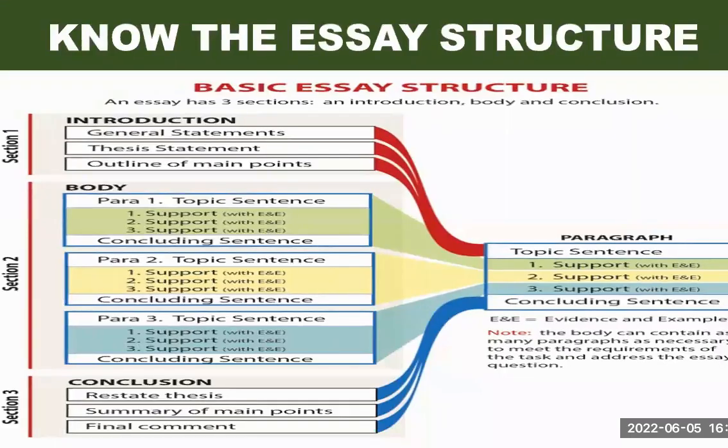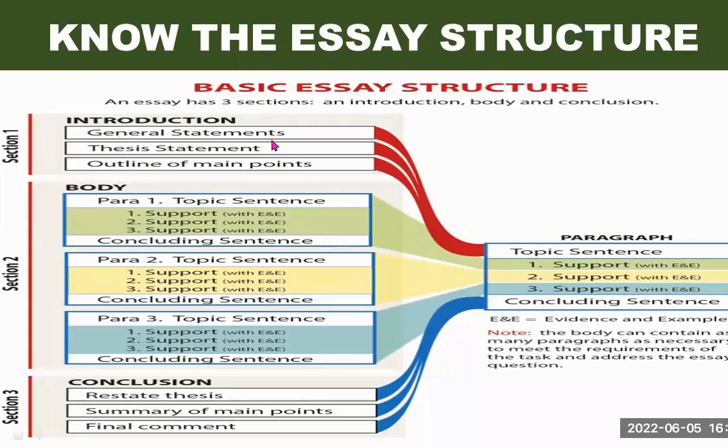Now, the first thing is for you to know the essay structure. Every essay has a definite structure, and there are three main sections that are common to every type of essay. We are going to look at them, and these sections are: section 1, the introduction. The introduction is usually made up of three main parts, or subparts, if you like.